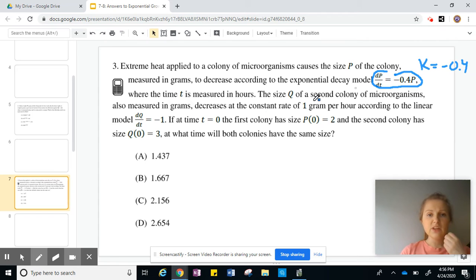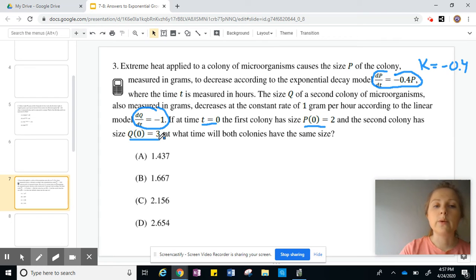And then we have a second colony that decreases according to this model. That's actually a totally different model. It's not proportional to anything. It's just a linear model. So if at time t equals 0, the first colony has p of 0 equals 2, and the second colony has a size q of 0 equals 3, at what time will both colonies have the same size?